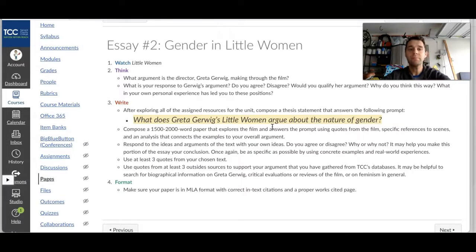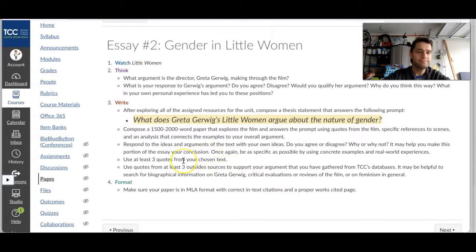Okay? So as always, you're going to compose a 1,500 to 2,000 word paper that explores the film and answers the prompt, which is this in yellow, using quotes from the film, specific references to scenes, and an analysis that connects examples to your overall argument.